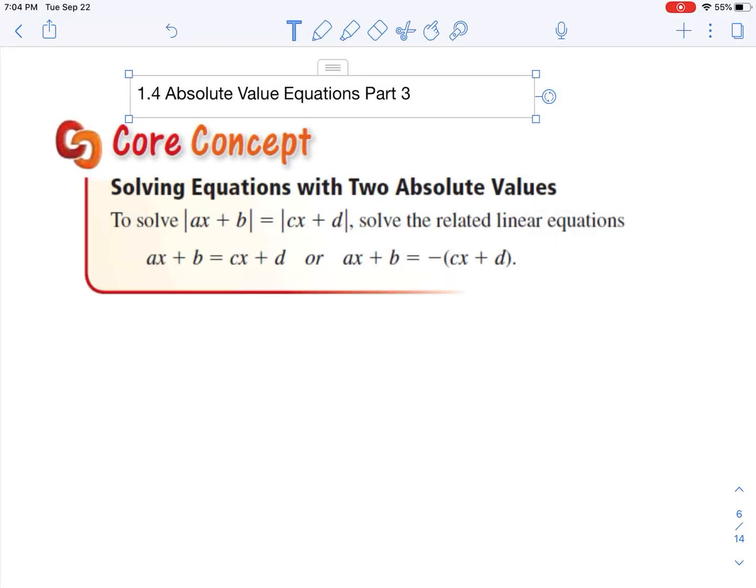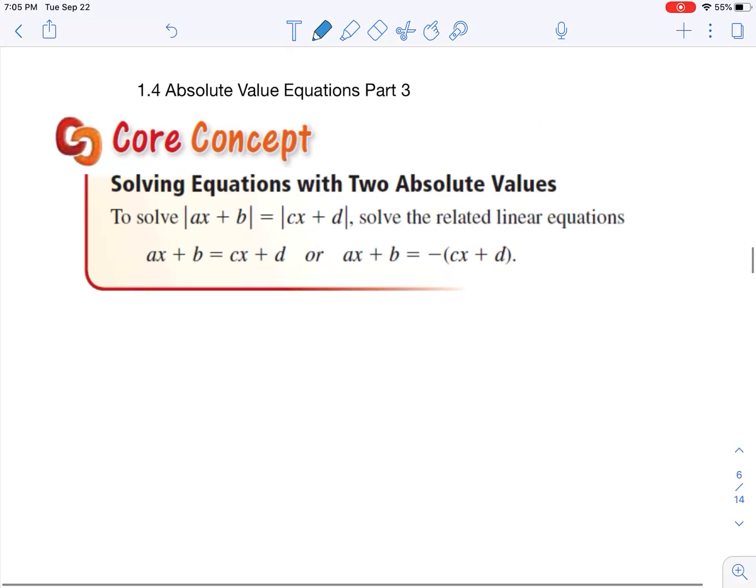Hi, welcome to part 3 of section 1.4, absolute value equations. Now we're going to solve equations that have two absolute value signs. So there's an absolute value sign here on the left, and then there's absolute value signs here on the right. And to solve that, we're going to make, again, two equations.